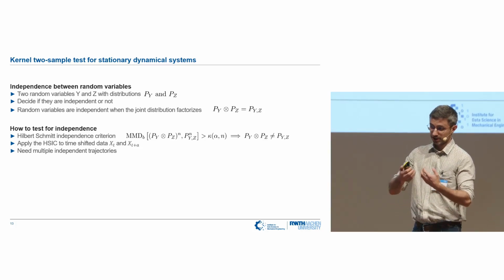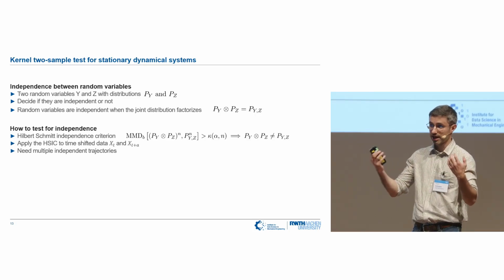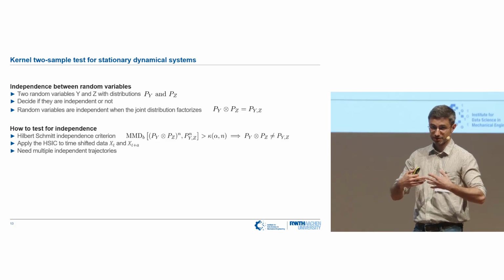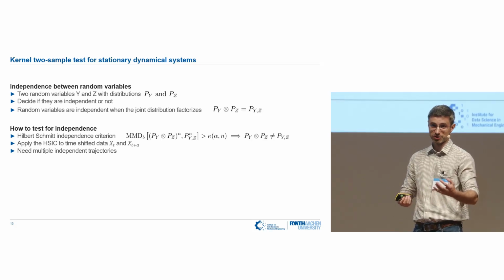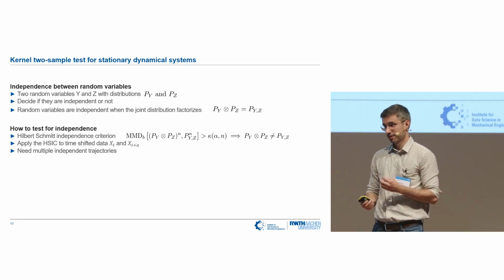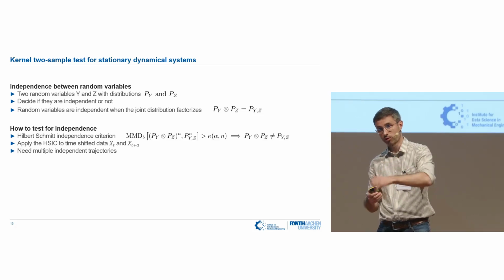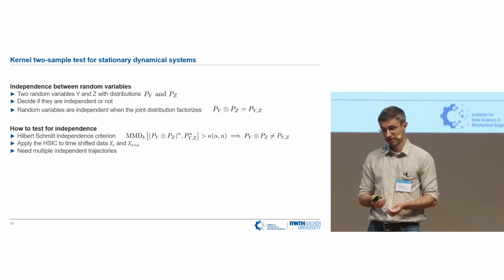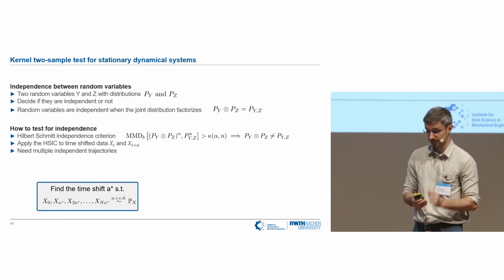And now we can use this idea to quantify the dependence within a time series, within a trajectory, and we can subsample this, which makes us more resource efficient again, because we actually don't need all the data. We can use just a few data points, make these IID, and then we actually have theoretical guarantees, and we are more resource efficient. The downside is we need multiple independent trajectories to estimate this time shift.